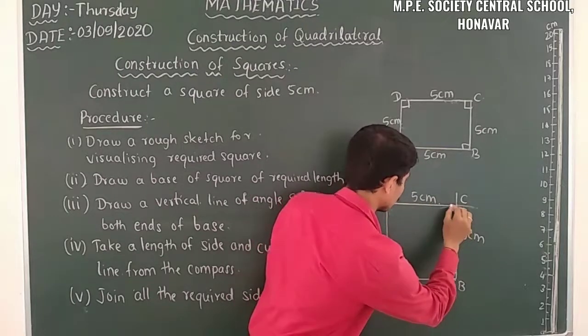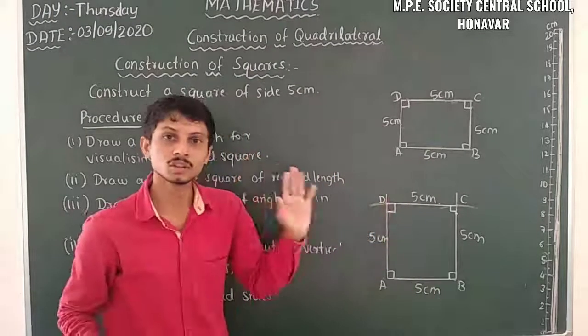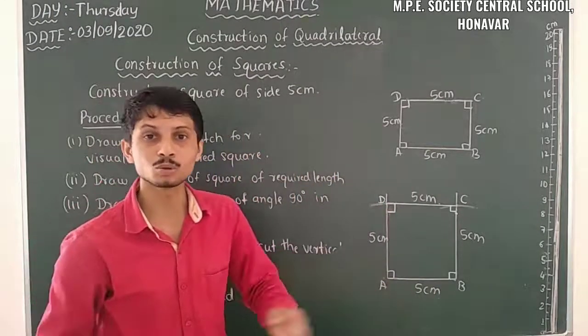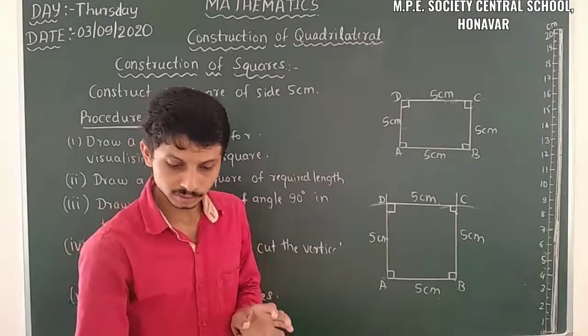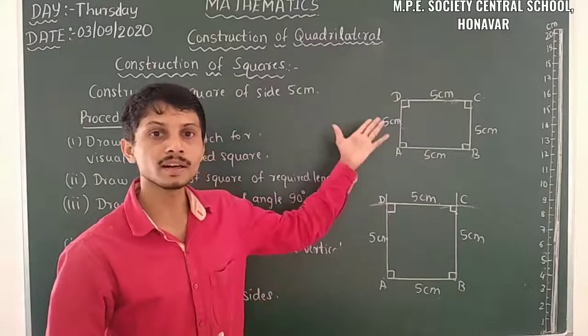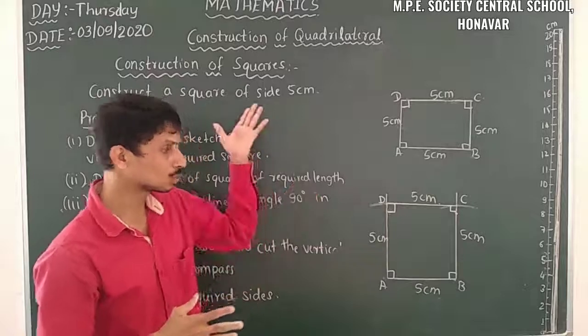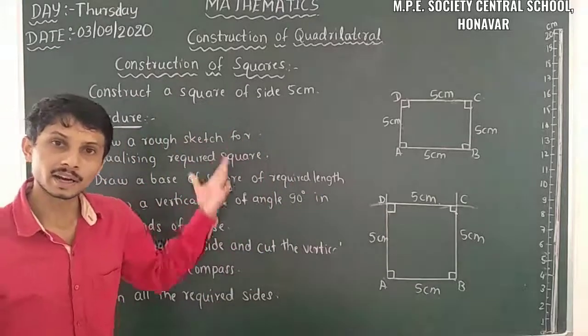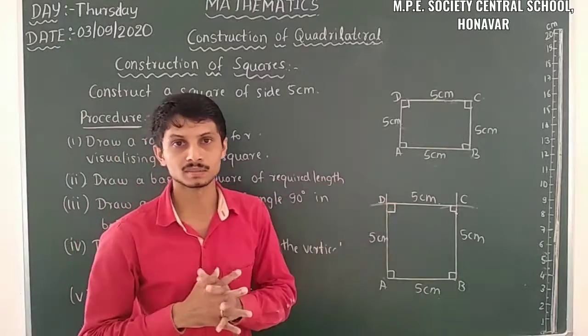Yes. So this completes the procedure to draw a square. So this is about how to draw a square of required side. So here what we have to do is go through the procedure and try to take all the procedure for constructing a square here.